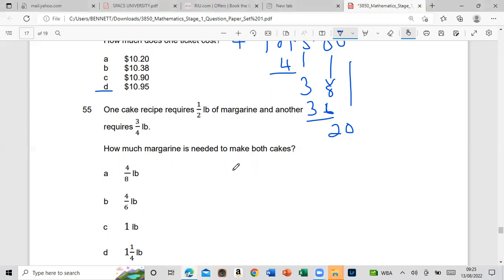Sir, D is the answer. 1 1/4. Very good. We do not have to do that, right? We just add a half to 3/4. So if you take a quarter out of this, you get 1 pound, right? And then the other quarter. All right, let's go.